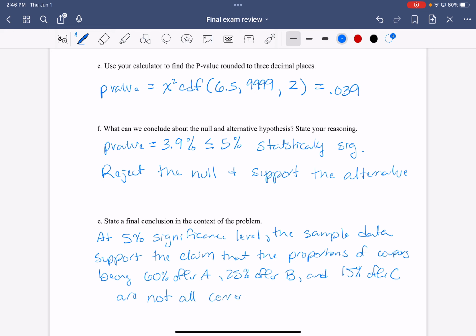All right, because that was our alternative claim. We were saying that no, these aren't all correct. So I just relisted them out to say our sample data supports the claim that these proportions of coupon offers are not correct. Any questions?